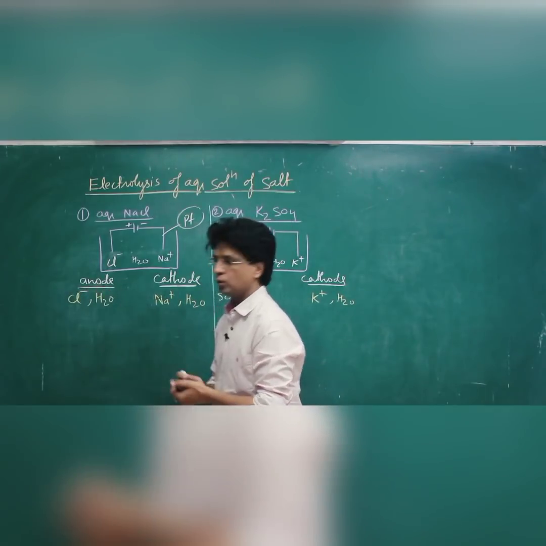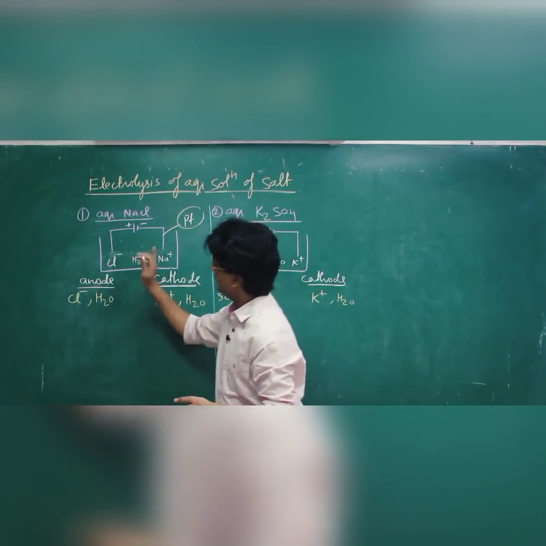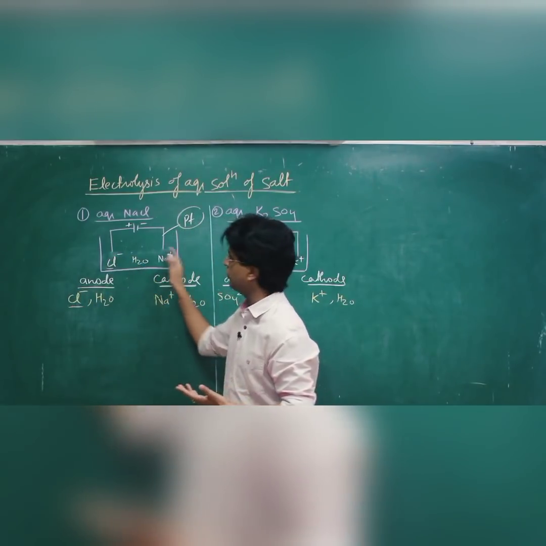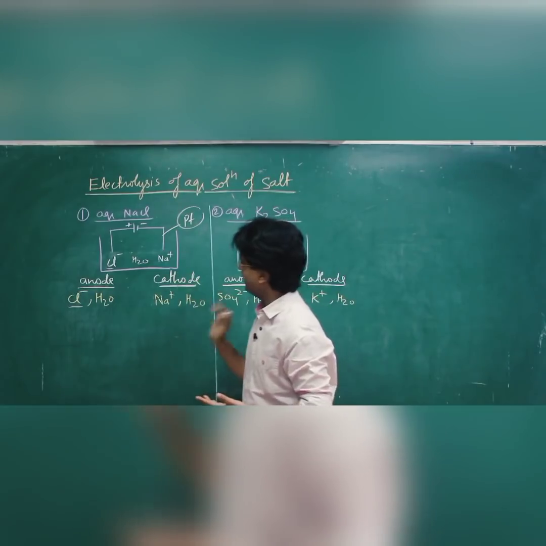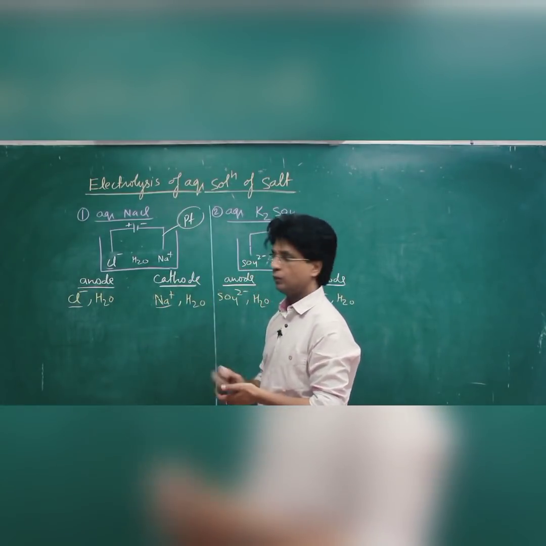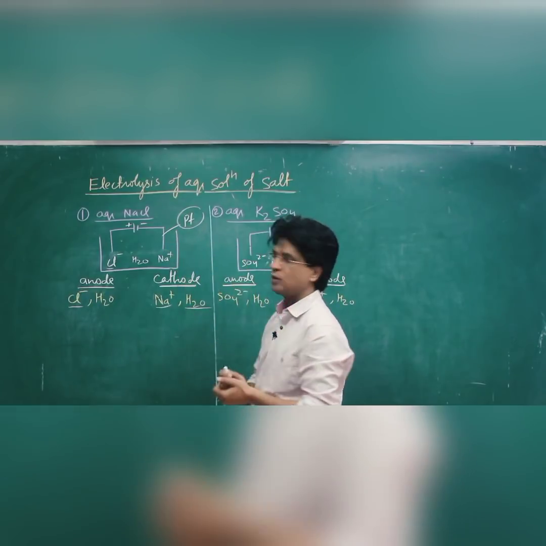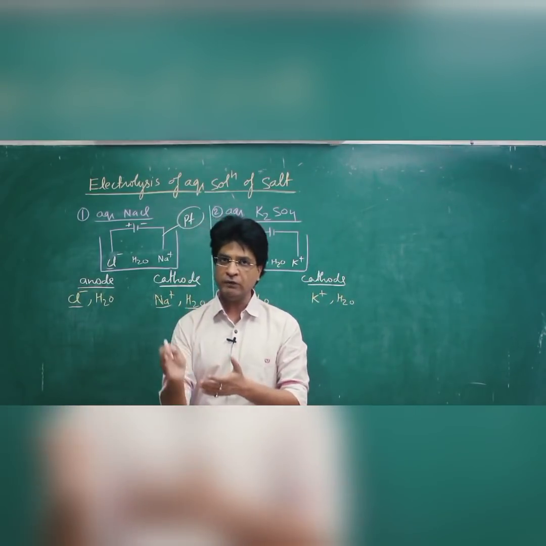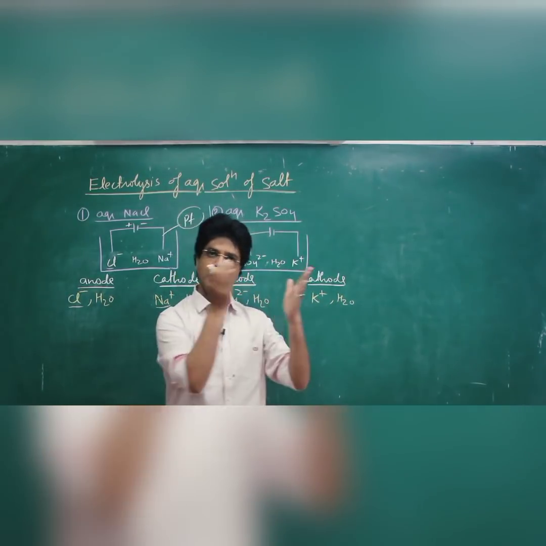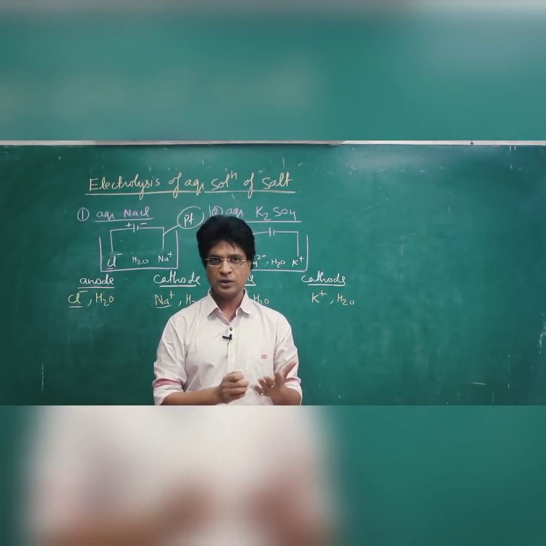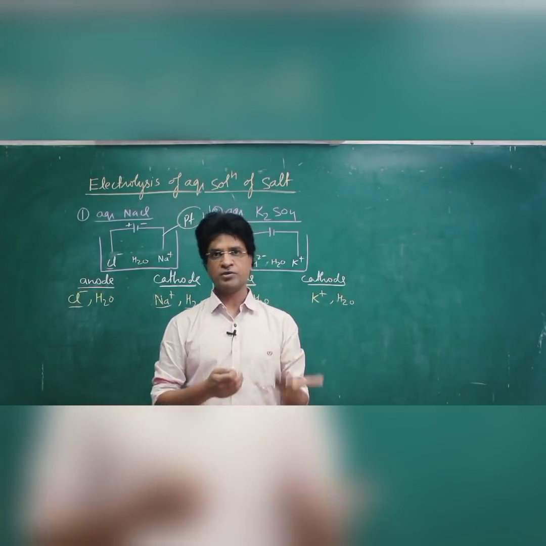So at anode, what will be present? At anode, I will be having Cl minus ions and also water. Reason being, water is everywhere. Now at cathode, Na plus will be there and also water. Remember that when you are doing electrolysis of aqueous solution of salts, water will be present at cathode as well as at anode, and water will compete with the ions to get reduced as well as get oxidized.